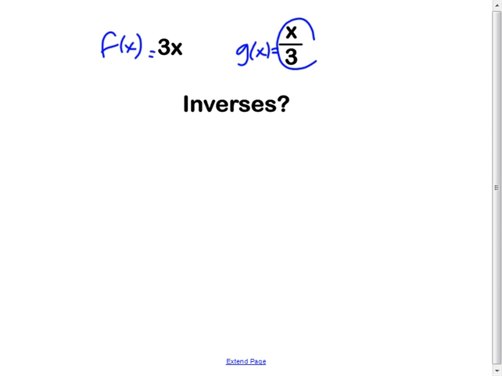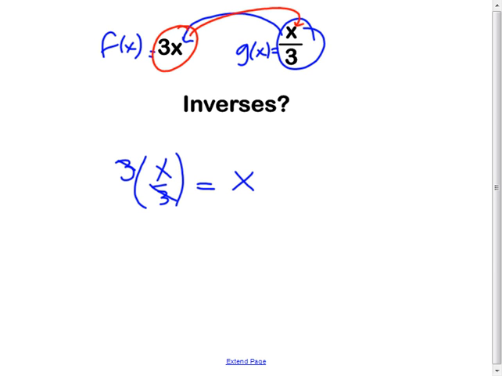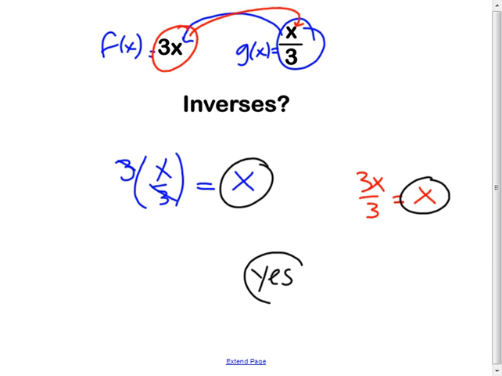All right, and then if we do this one, again, f of x, g of x. I will take this one first of all and plug it in here. So when I do 3 times x over 3, of course, those drop out and I get x. And then I will do it the other way around, where I take this one and I plug it in here. And then I get 3x over 3, which of course is also x. Since they both equal x, I have x here and I have x here. When you plug one into the other, they both have to equal x, not just one. Then yes, these are inverses of each other. So that's how that happens.